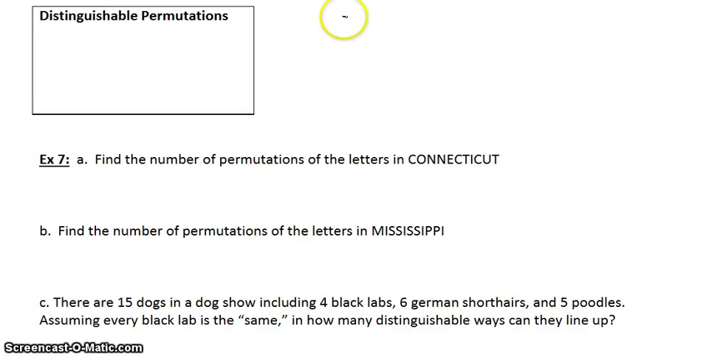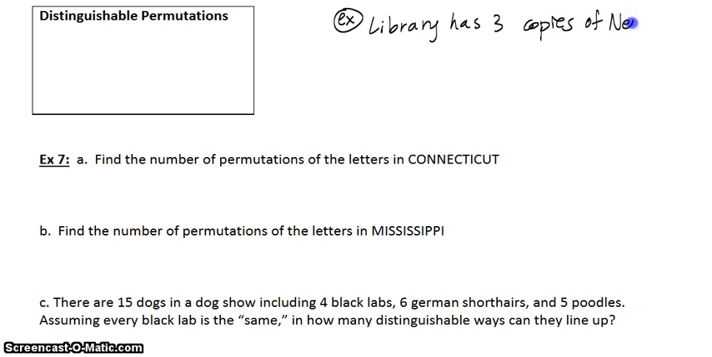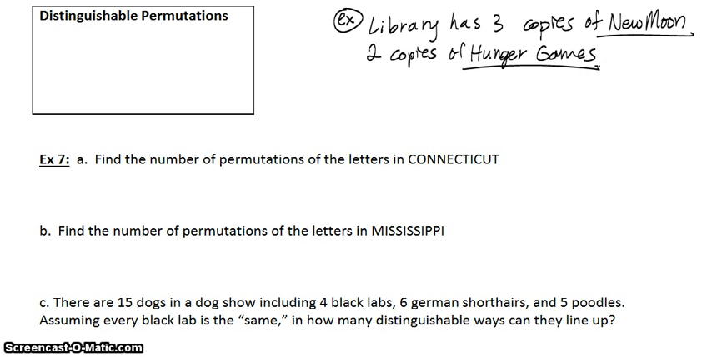This one is optional to write down. You can just watch if you want to. Let's say that the library has 3 copies of the book New Moon, and they have 2 copies of The Hunger Games. On the shelf, you want to figure out how many ways you can arrange these.